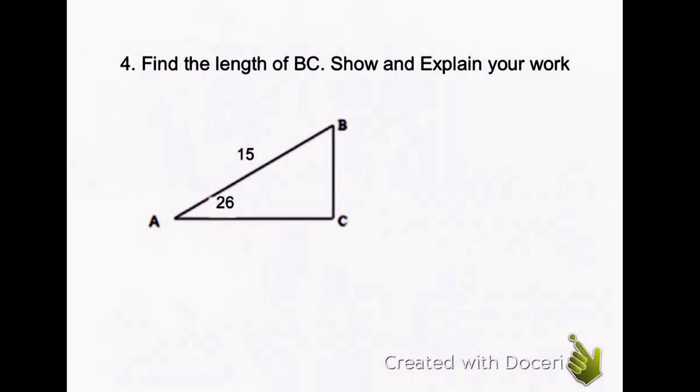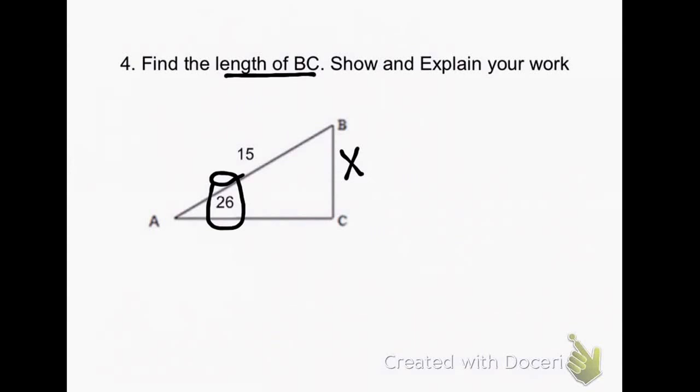Same thing on this one. Again, I want to find the length of BC. So I put an x on the side I'm looking for. I identify the sides from theta. Theta is 26, so this would be my opposite side. And 15 would be my hypotenuse. So those are the two sides I'm comparing.